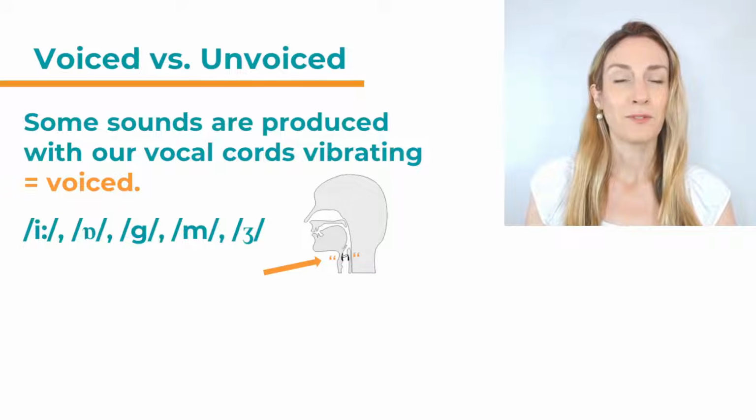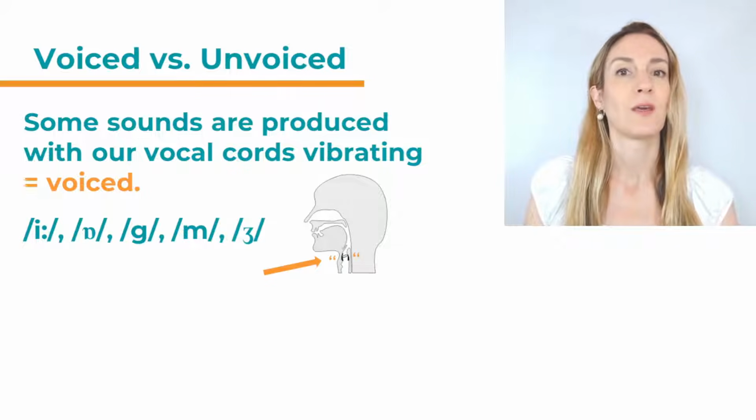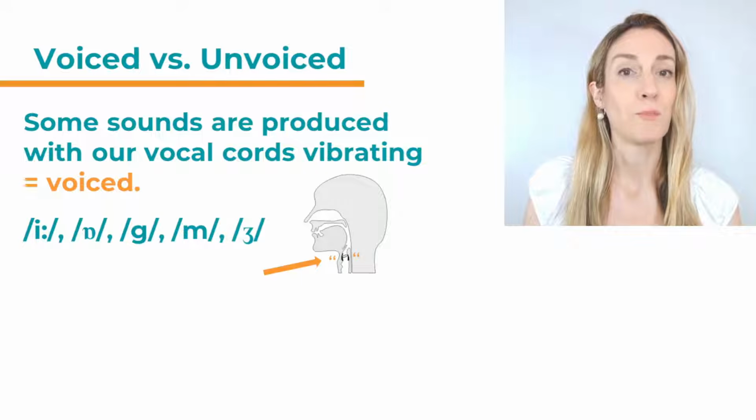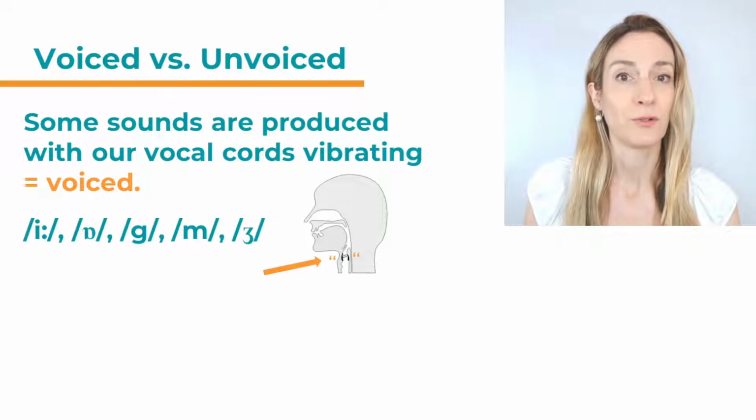Now, when we produce speech and when we use our voice, we obviously produce sounds, and some of these sounds are produced with our vocal cords vibrating. And that is what we usually call voiced. Those sounds are voiced. That means we use our vocal cords.